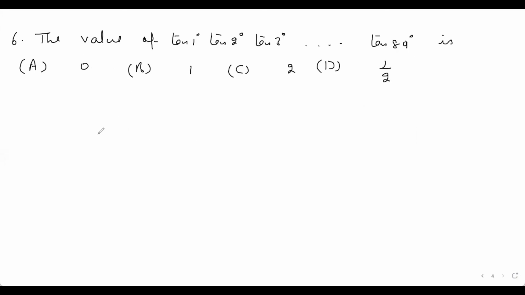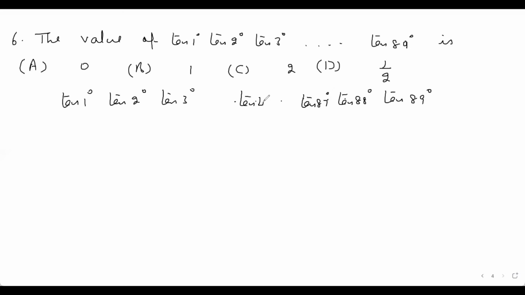Now the sixth question is, the value of tan 1 degree, tan 2 degree, tan 3 degree up to tan 89 degree is, there are 4 options. You have to find the right one. Now the question is tan 1 degree, tan 2 degree, tan 3 degree up to tan 89 degree. It means here it is tan 88 degree and here tan 87 degree. And in between, there is tan 45 degree.